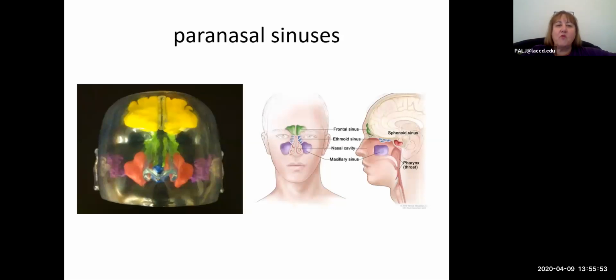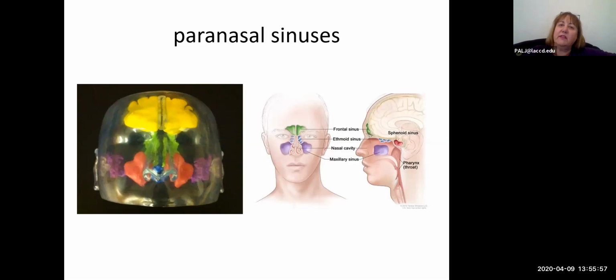Folks, and welcome back. At this point, we are going to finish all the bony landmarks of the skull that have nothing to do with foramina. And then we will have video for the foramina. So where we want to go first are the paranasal sinuses.